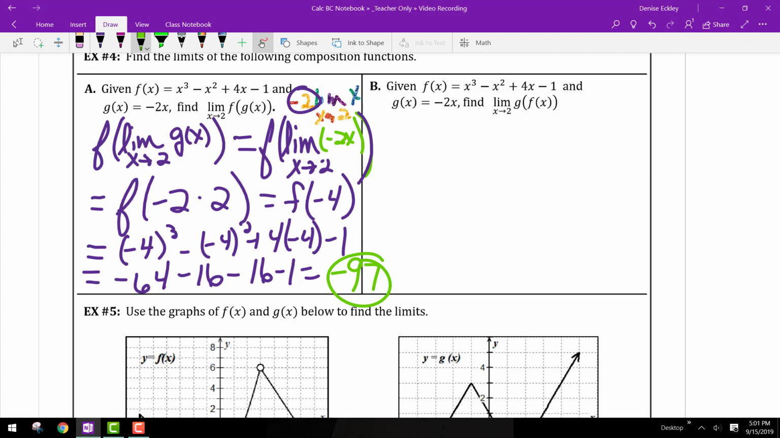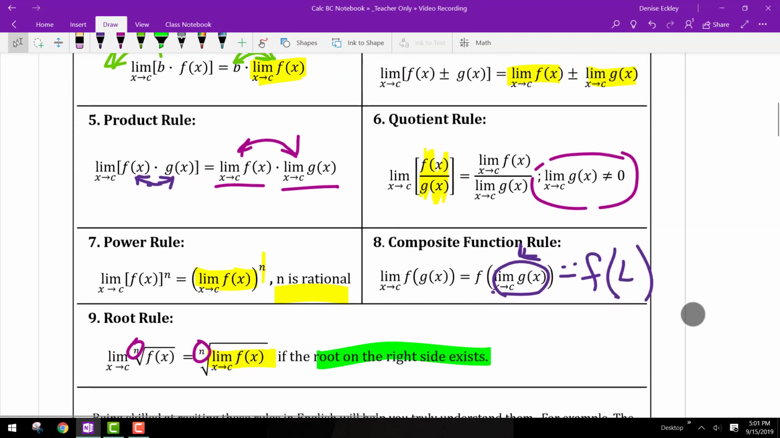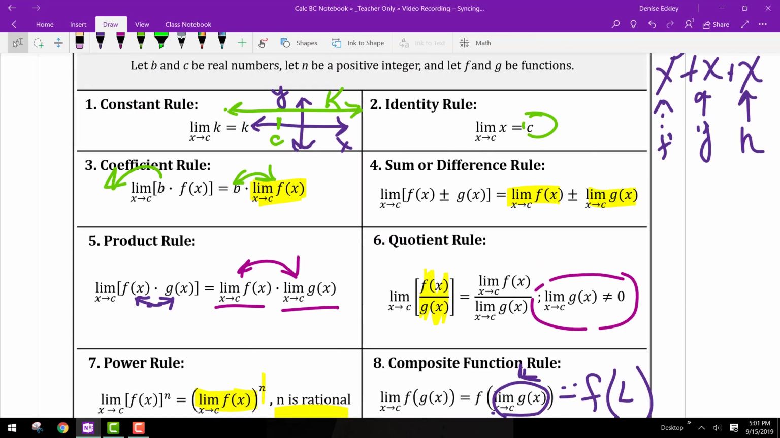Okay, letter B, very similar, except we've flipped the order of f and g, the same two functions I'm using. F is still x cubed minus x squared plus 4x minus 1, and g of x is still negative 2x. And I'm going to streamline this. I'm not going to write out breaking down the polynomial into separate limits. As I had mentioned, that's where the addition property comes into play. So you can think of each term as a separate function.